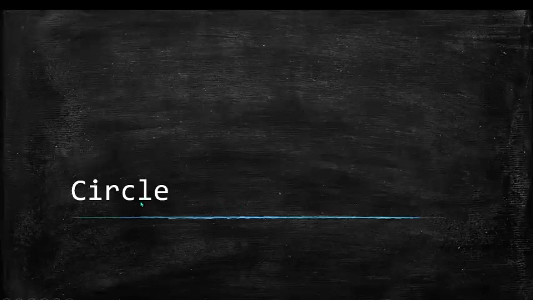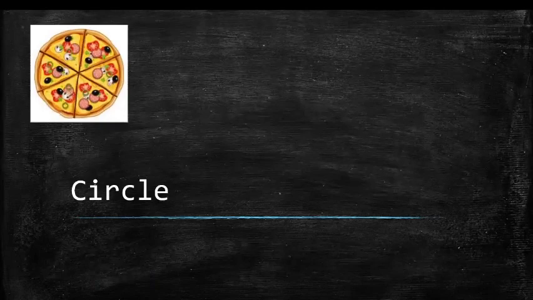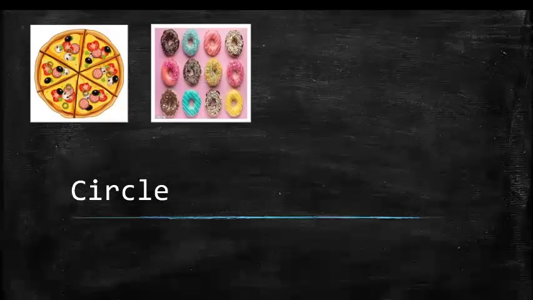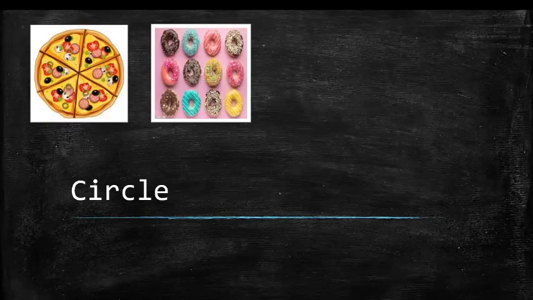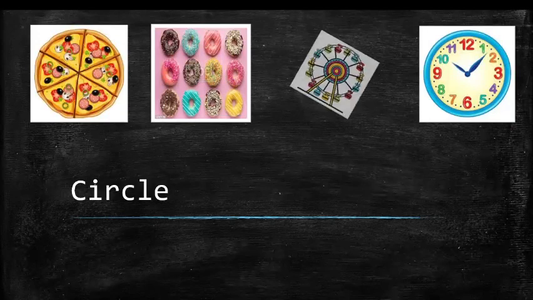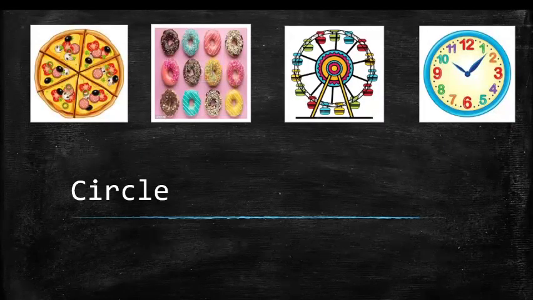So today I have come up with a new video which is going to tell you about circles. Circles are very important in our life. You can see lots of types of circles around you. This pizza, it is a circle. Donut, it is also a circle. So you must be feeling hungry, right? Even I am. Now your wall clock, that is also a circle. A giant wheel, it is also a circle.